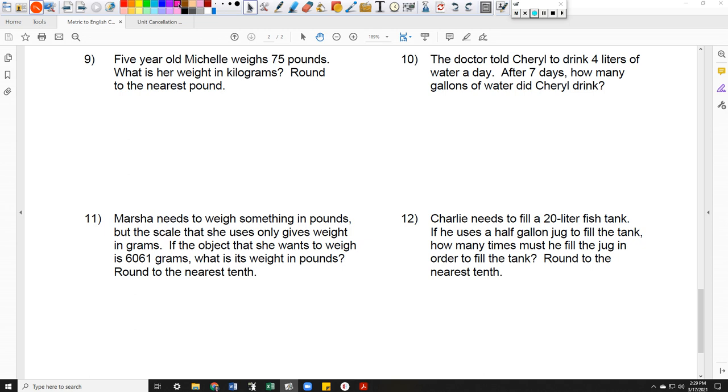All right, so I've got set. Let's be honest. Do I even really need to do this? Does anybody need me to show you how to do this? No. It's very easy, right? It should be one step, pounds to kilograms, no problem. Yes, sir. Do you have to work it out where you have to cancel everything?